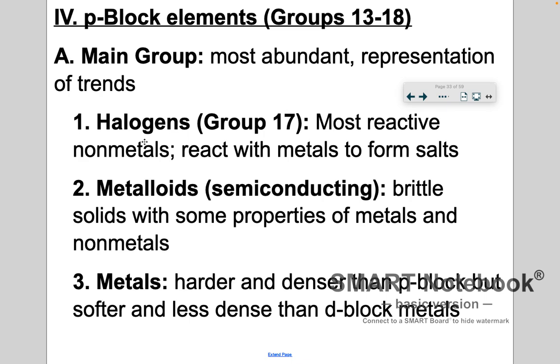calcium chloride, calcium bromide. Metalloids are semiconducting. They are brittle solids with some properties of metals and some properties of nonmetals. You tend to find them on the staircase. So I'll show you that staircase. Your periodic table in the back of your book actually, I think, has it color-coded. And then finally, we have our metals. They're harder and denser than the P block, but softer and less dense than our D block metals.